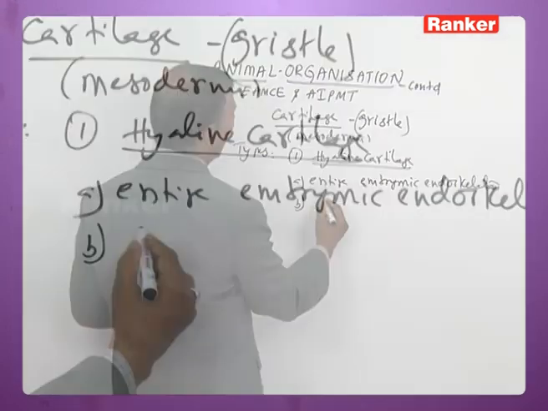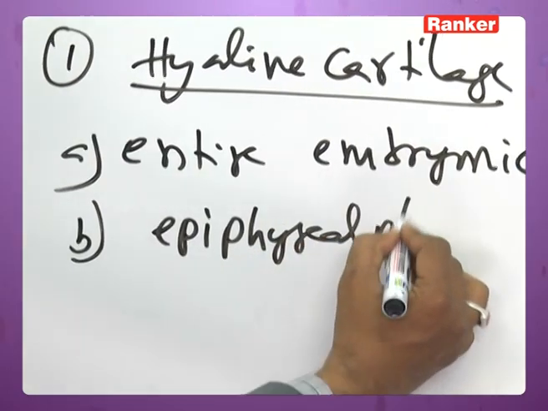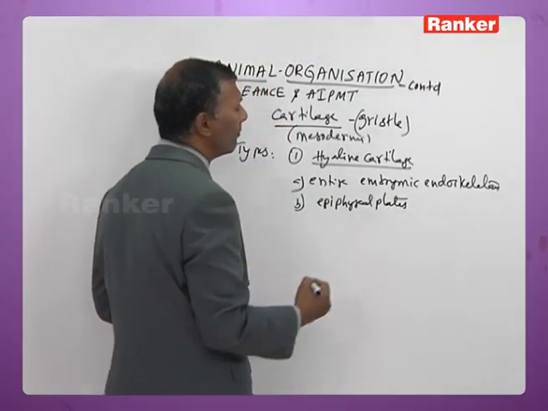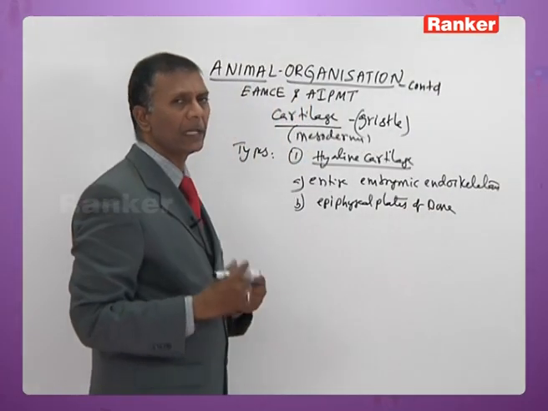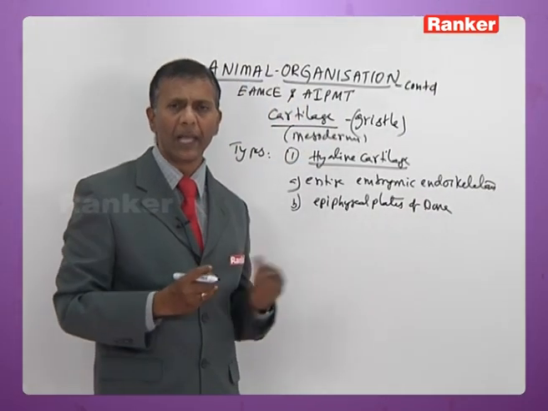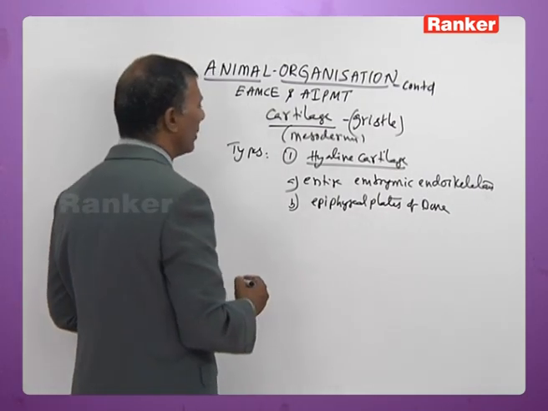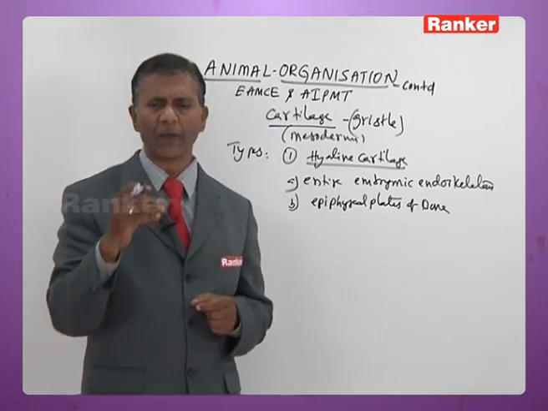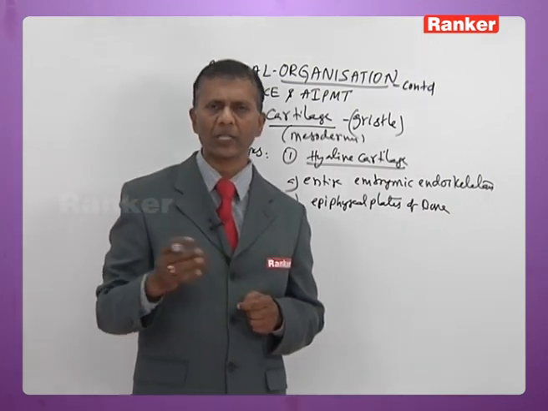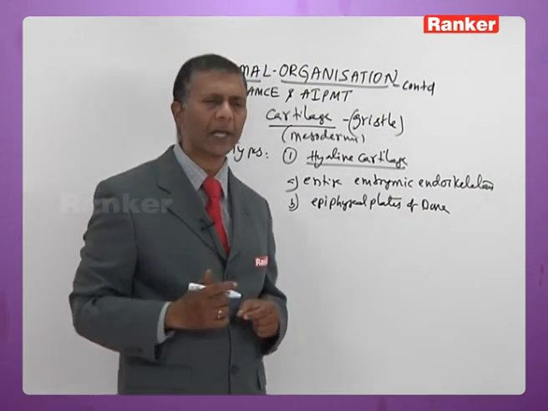Then epiphyseal cartilage, epiphyseal plates of bone. The tips of the bones are covered by hyaline cartilage, which you call epiphyseal cartilage. Epiphyseal plates are present at the junction of epiphysis and metaphysis. You'll be learning later on. So the epiphyseal plates are made up of hyaline cartilage.